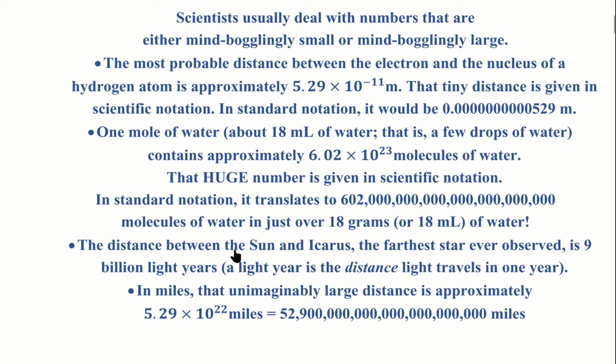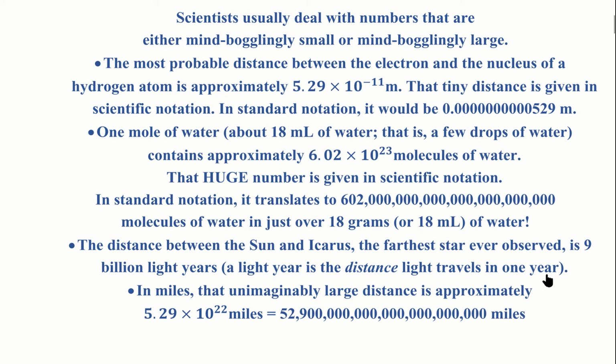The distance between the Sun and Icarus, which is the farthest star ever observed, is 9 billion light years. Now, 1 light year is the distance that light travels in 1 year. A lot of people, when they hear the word light year, because of the year, they think it's a measure of time. It's not. A light year is actually a measure of distance, and it's how far light travels in 1 year. Well, you may say, well, traveling in 1 year, how much could that be?